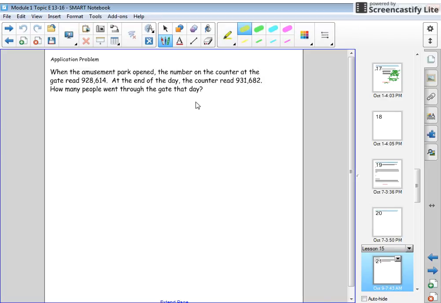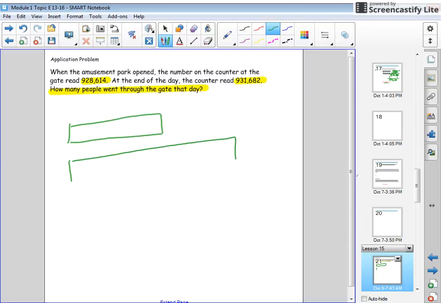Our first thing we need to say to ourselves, as we get ready to draw a tape, is: is this a comparison or a part whole? Looking at these two numbers, both have to do with the same idea of how many people went through the gate. So we're comparing the gate at the beginning of the day to the gate at the end of the day. So this is a comparison problem, not a part whole.